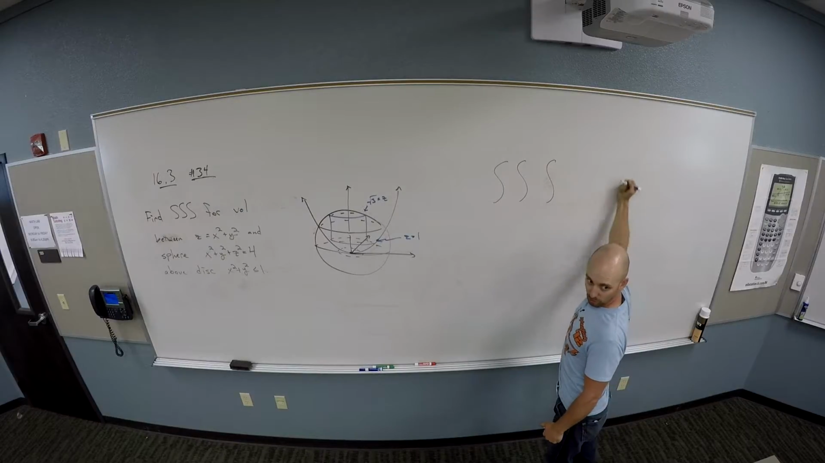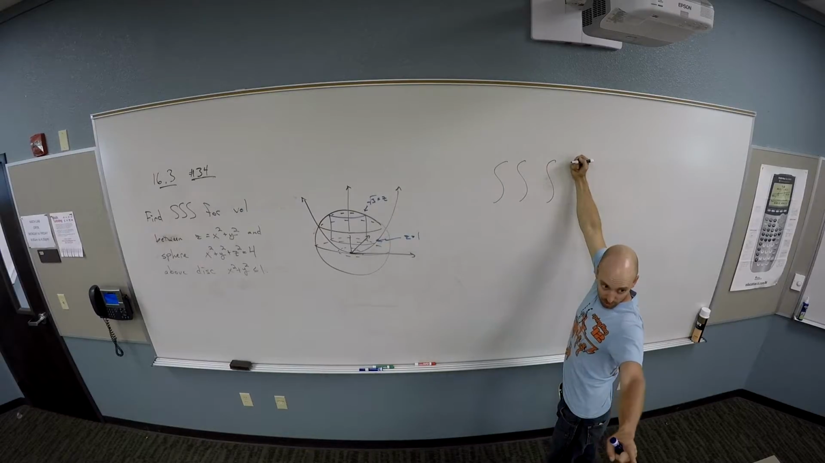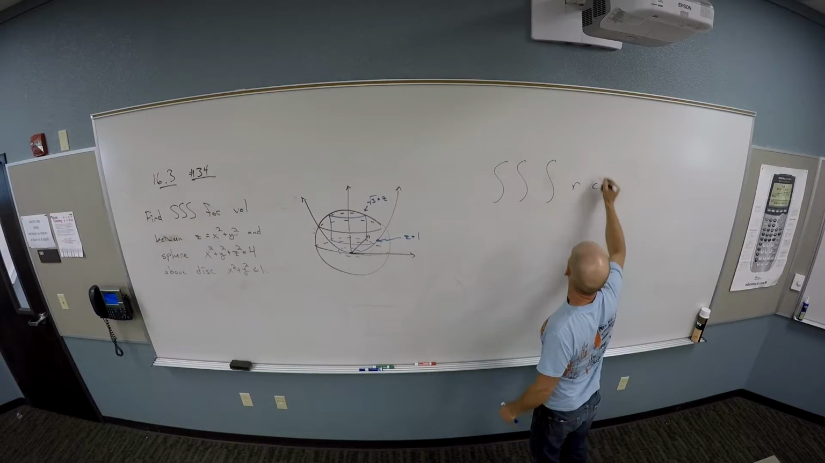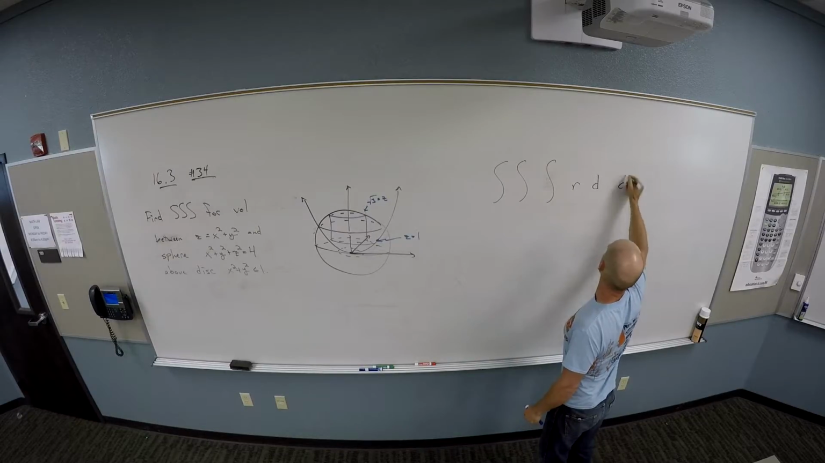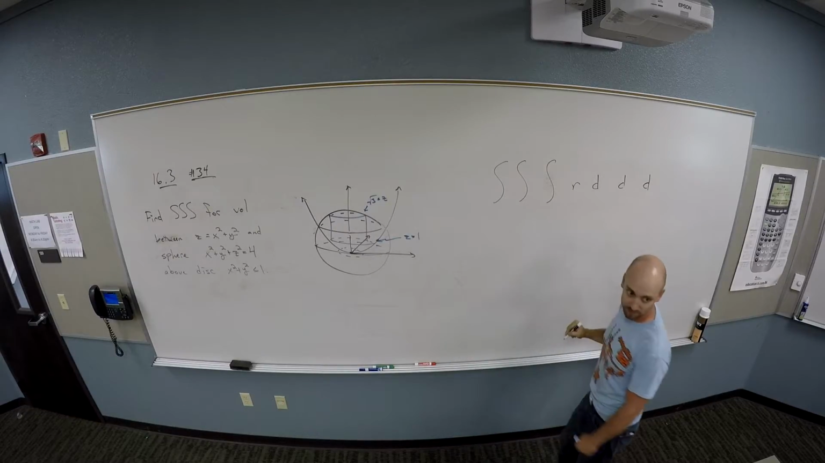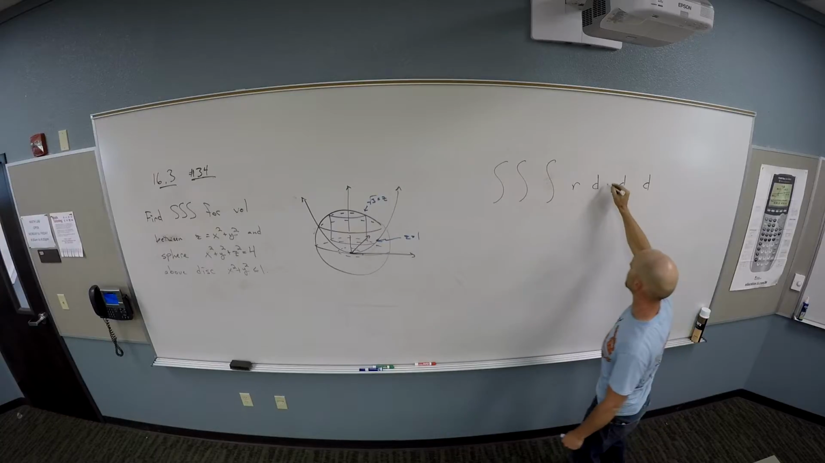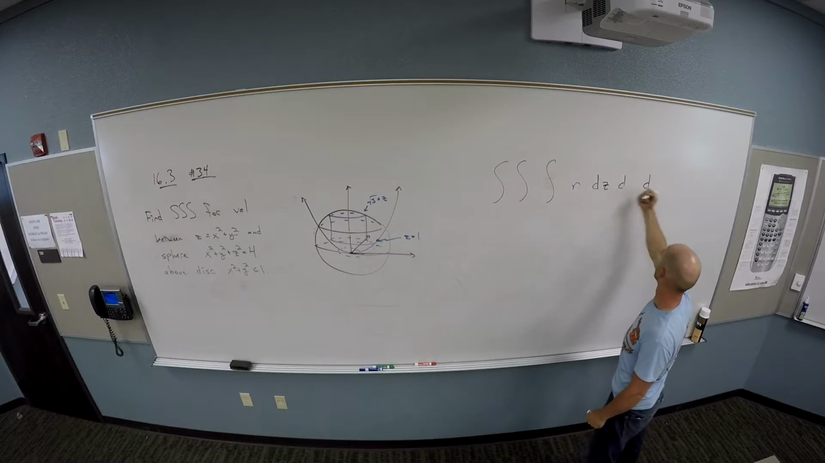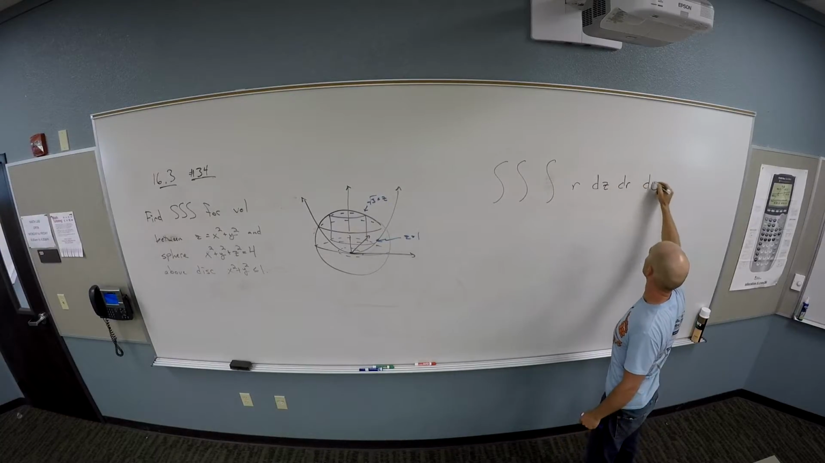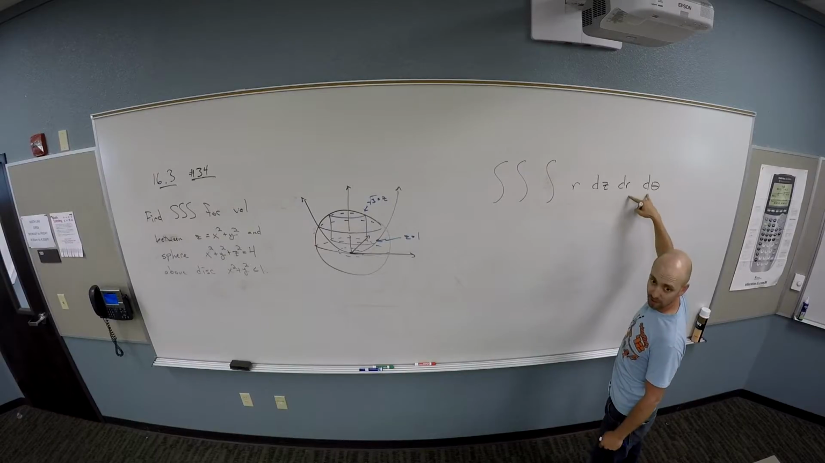R, D's. DZ first. R, D, Z. Easy first, DZ. Probably DZ first, then DR, and theta. And these probably don't matter.